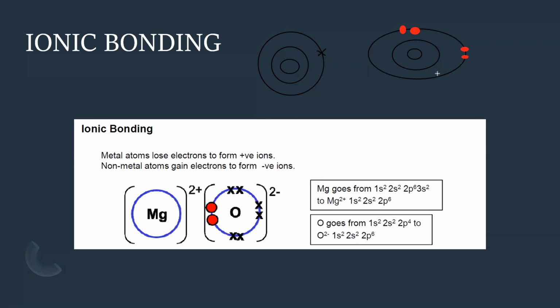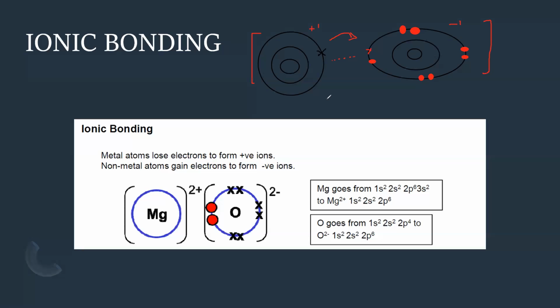So for example, this is the outermost shell. As the metal loses electrons, the charge which appears on the metal will be positive. As the non-metal gains electrons, the charge on the non-metal will be negative. And the electrostatic attraction between the ions, the positive and the negative ion, this attraction refers to ionic bond.